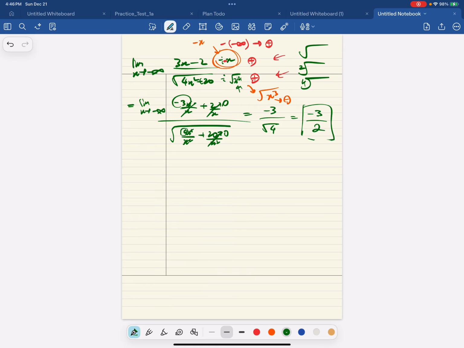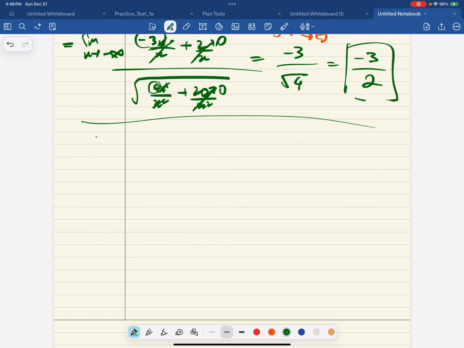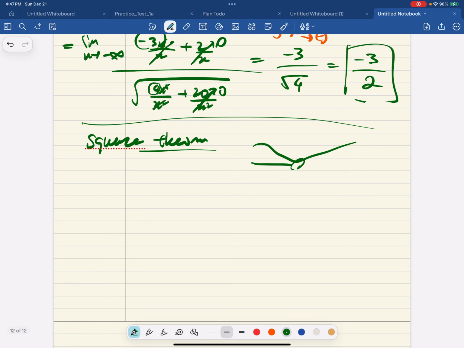Now we're reaching the squeeze theorem. And the squeeze theorem is really very simple, very easy. I think it's one of the easiest concepts in calculus. It's when you have 3 functions or more, usually 3. This is function 1, function 2, function 3. Function 2 is your function.